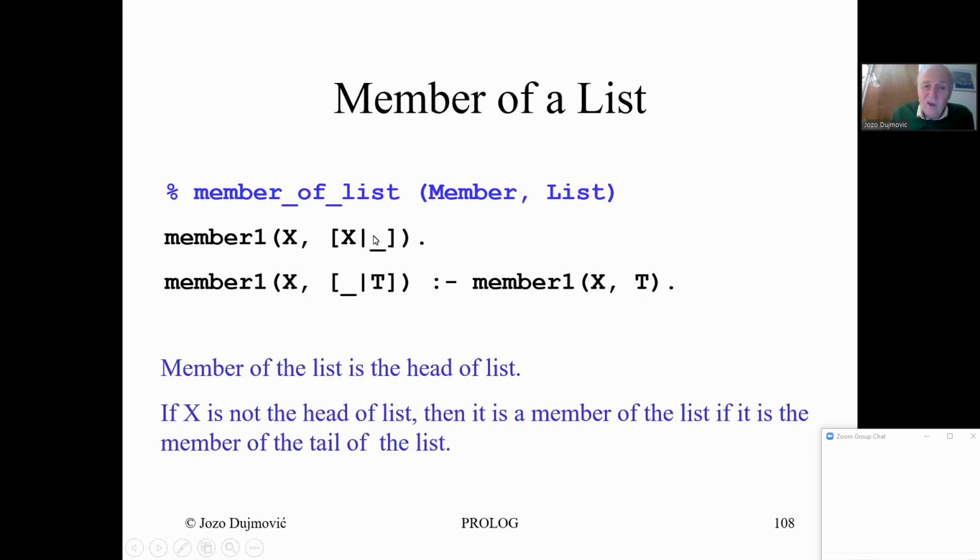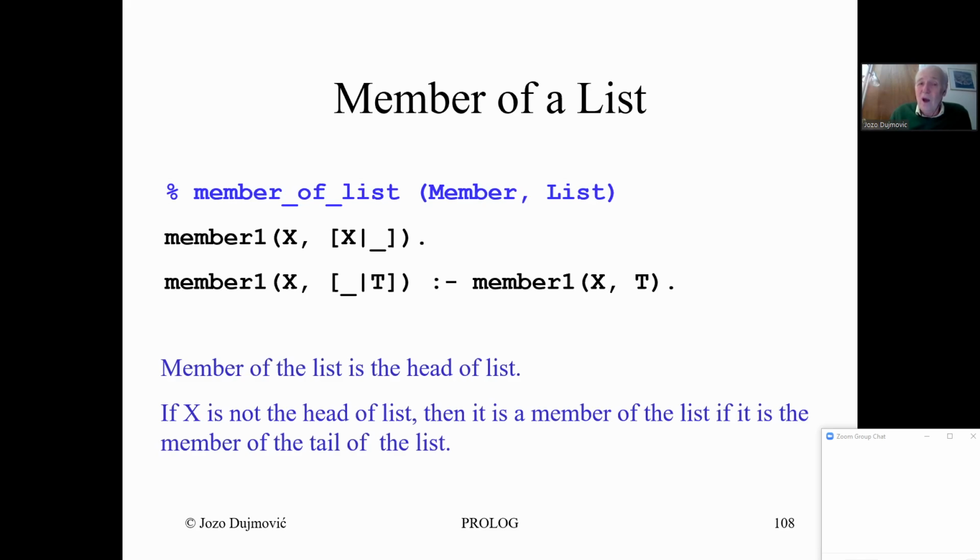If X is not the head, what then? Well, then it is a member of the list if it is a member of the tail. And the head is whatever you want, something that is different from X. But are you sure that this is different from X? Can somebody answer? Can this anonymous value be equal to X? No, otherwise it would have been the first condition. Bravo. You cannot come down here unless you fail the first rule.